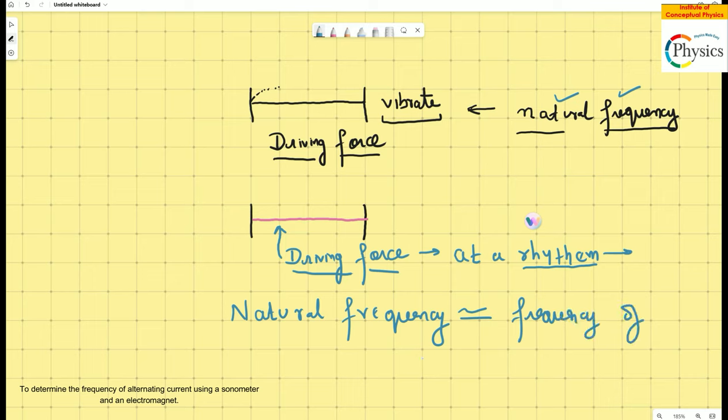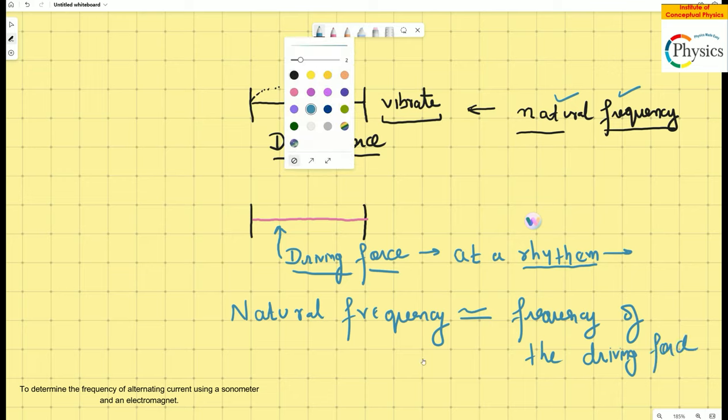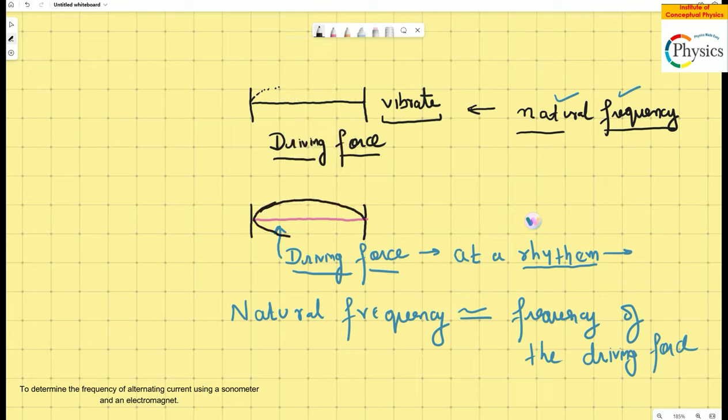The driving force is the plucking of the wire, at the frequency of the driving force. What you will find is that suddenly you will have the pattern of a standing wave getting created. Okay, so you will see multiple loops. I told you the patterns get created in the same wire. So this is order number one. The second is order number three, because there are three.